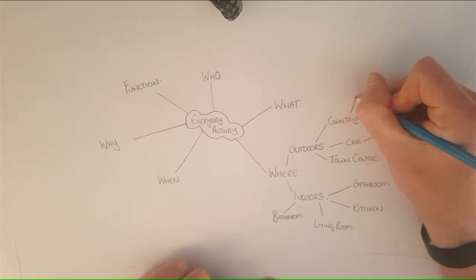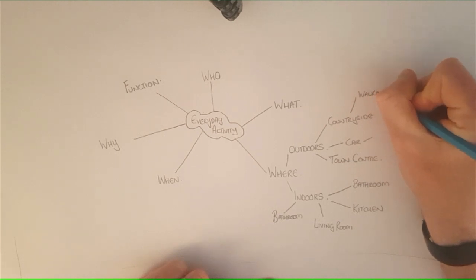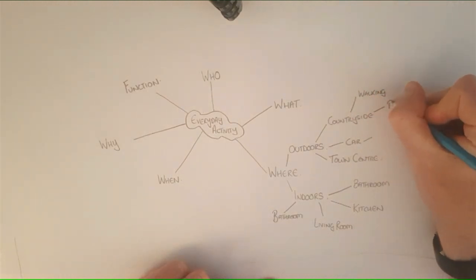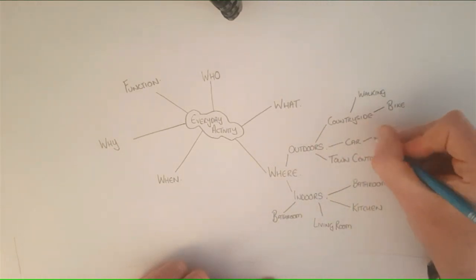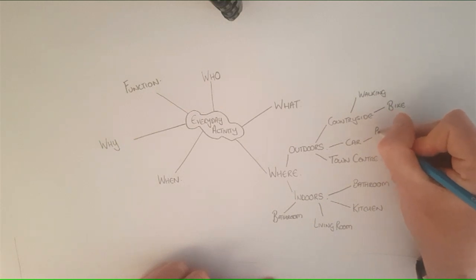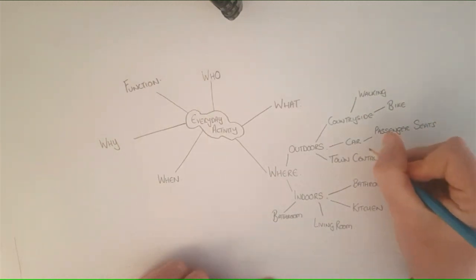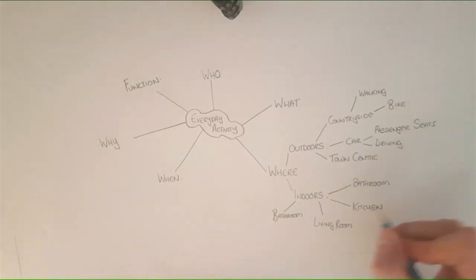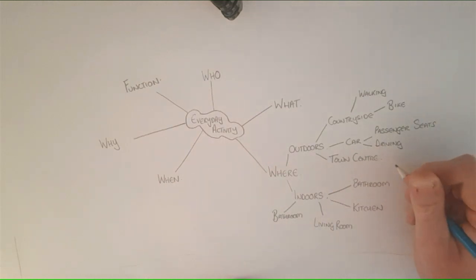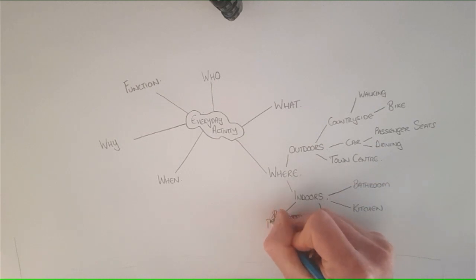So in the countryside, it could happen possibly when I'm walking, it could cause a problem, possibly when I'm on my bike. In the car, possibly in the passenger seat. So passenger seats. And then driving. Indoors, in the bathroom. So I put bathroom twice there. Meant to put bedroom.